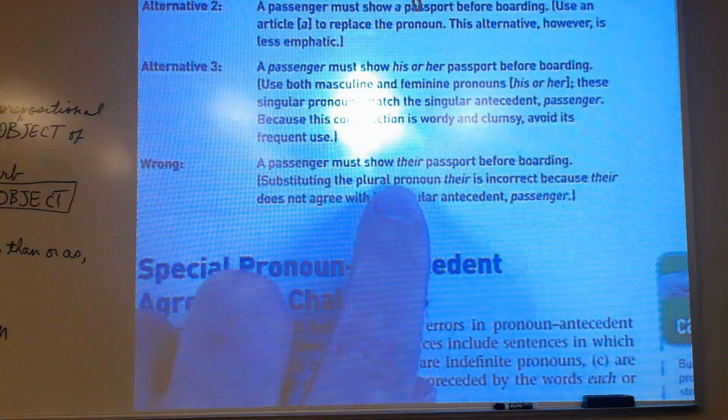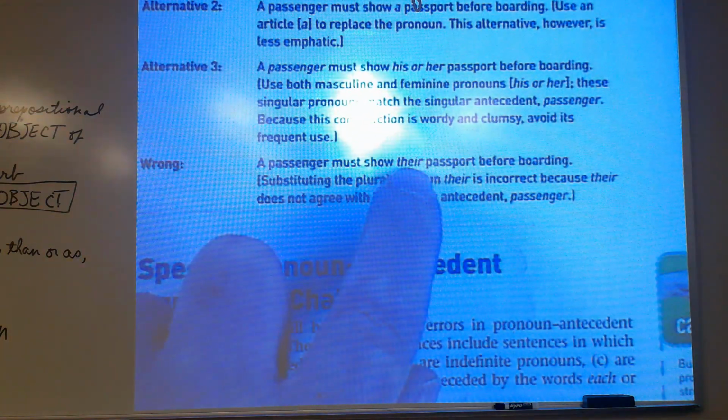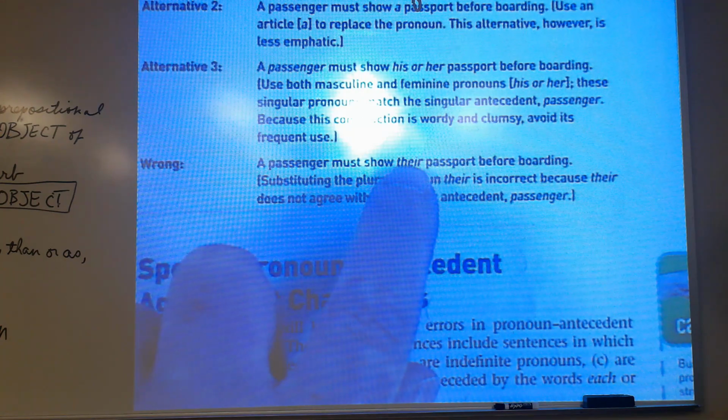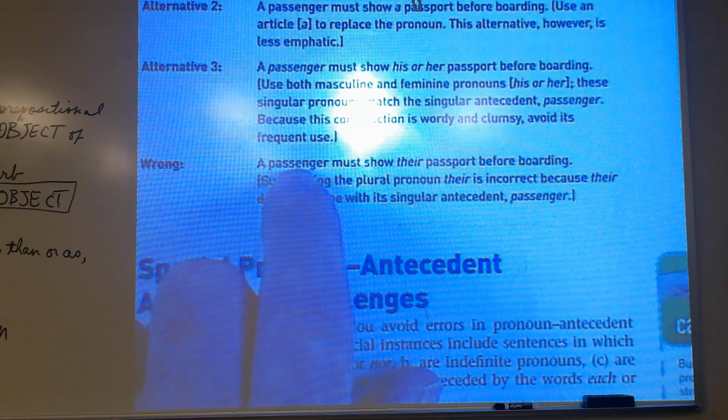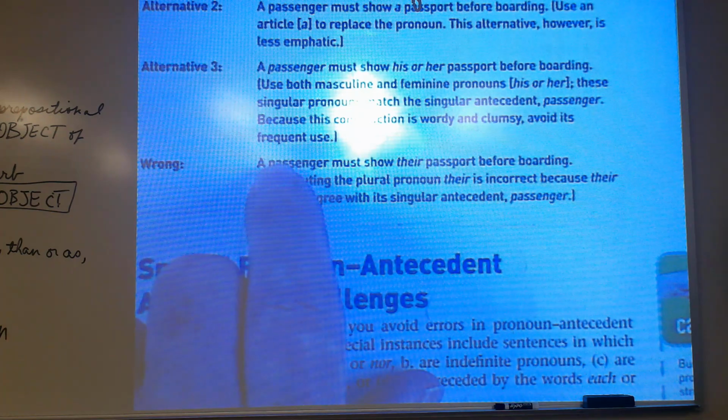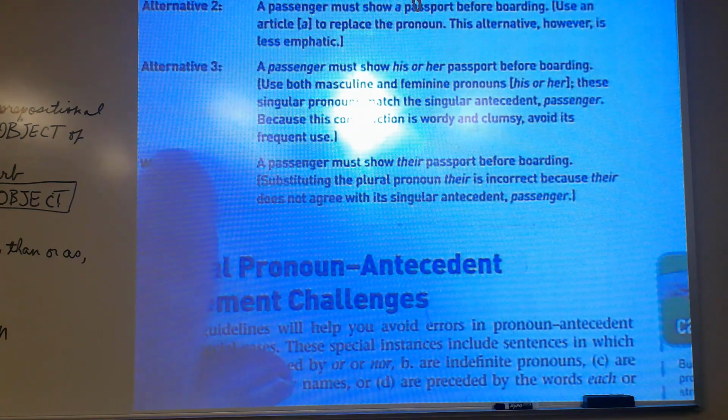Or a passenger must show their passport before boarding. That's completely wrong as well, because the plural pronoun there cannot refer to its antecedent that's singular. Plural referring to singular? No. And it does say wrong out to the side.